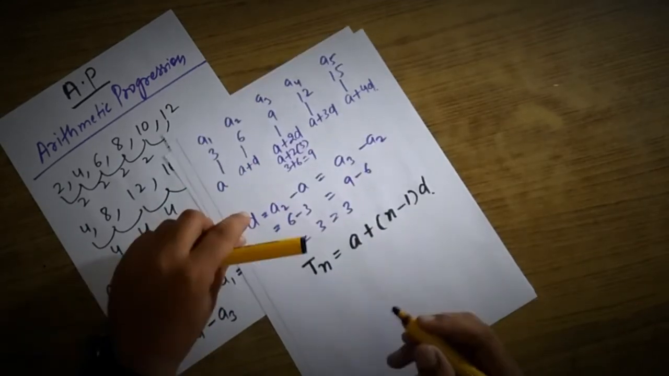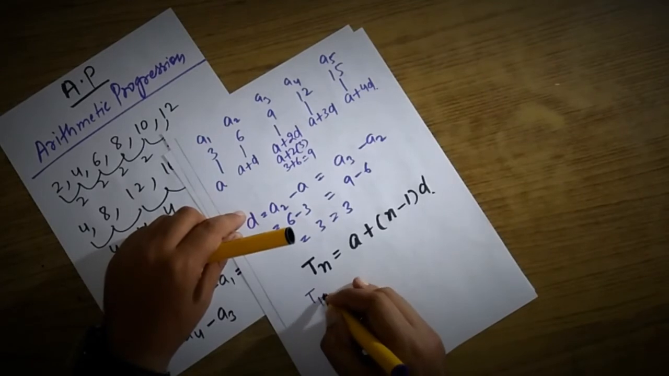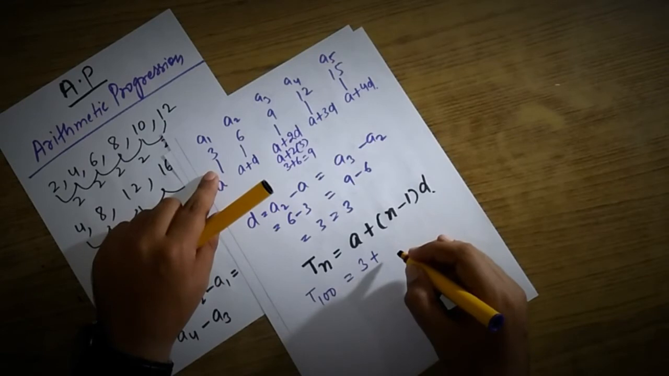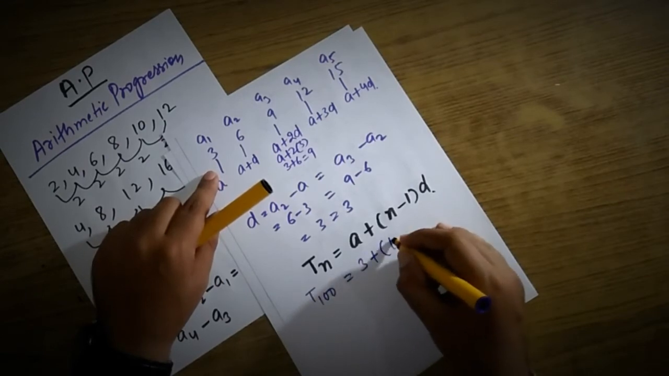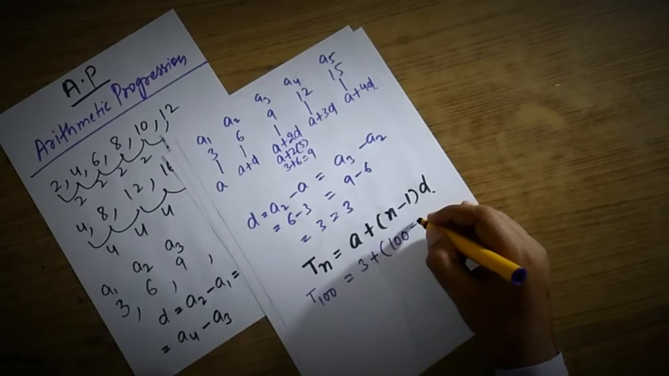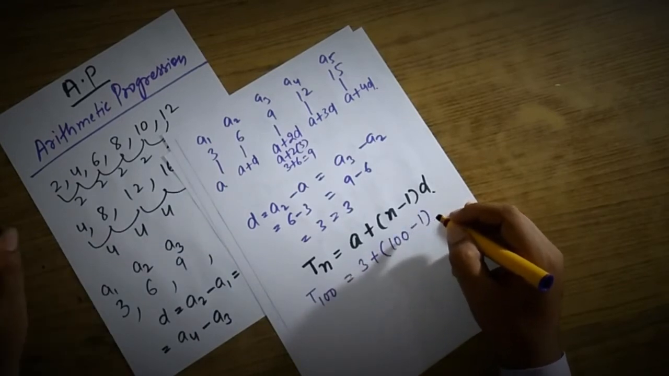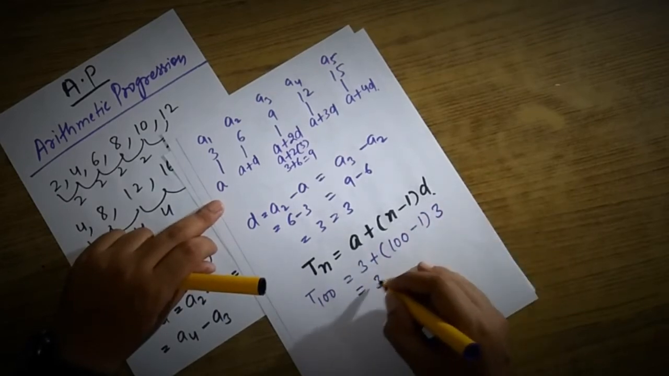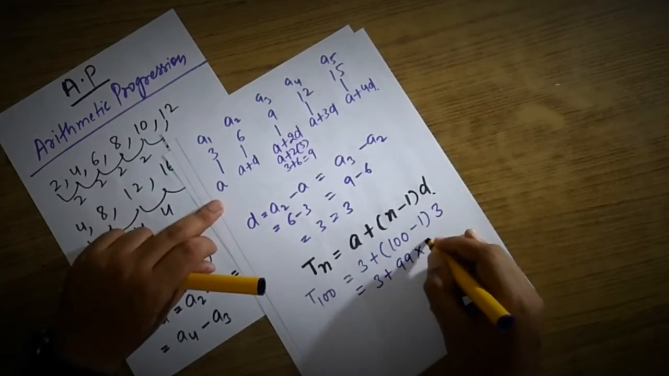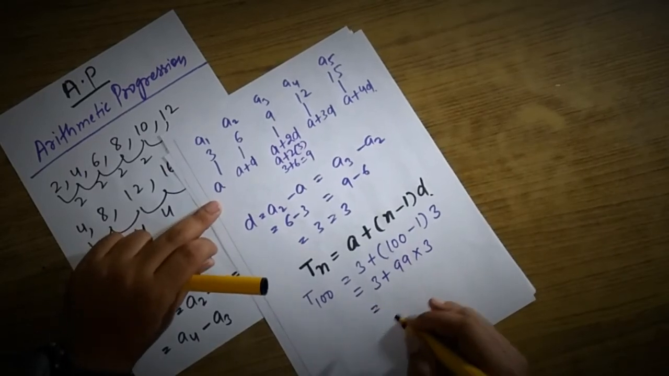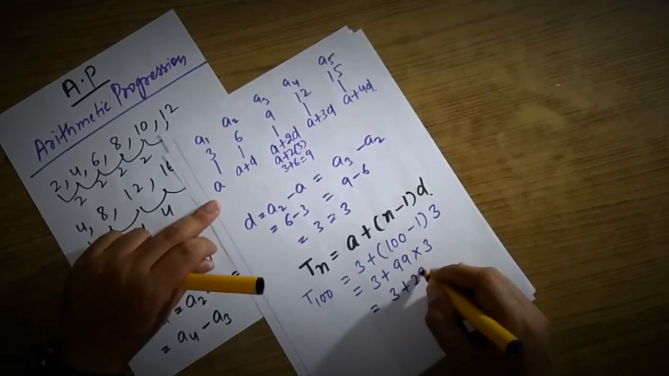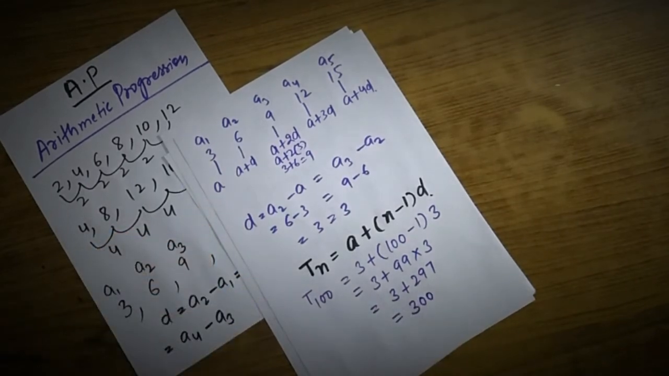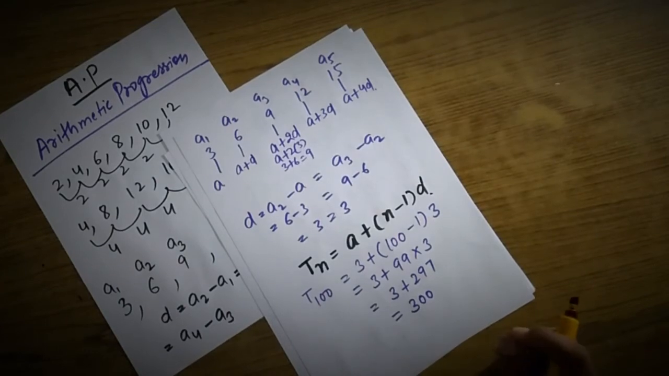Suppose we have to find the 100th term in the sequence 3, 6, 9, 12, 15. So T100 is equal to 3 plus (n minus 1)D. Here n is 100 because we are finding the 100th term. So 100 minus 1, and the difference here is 3. So 3 plus 99 into 3. Multiply 99 with 3, we get 297. 297 plus 3 is 300. So the 100th term in that sequence is 300.